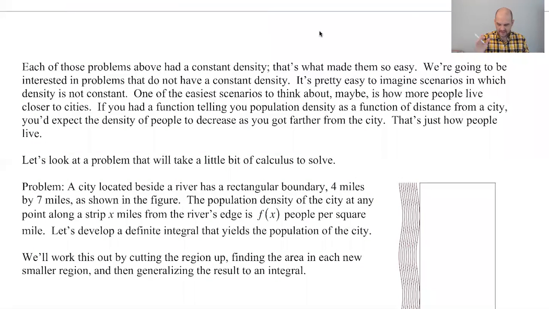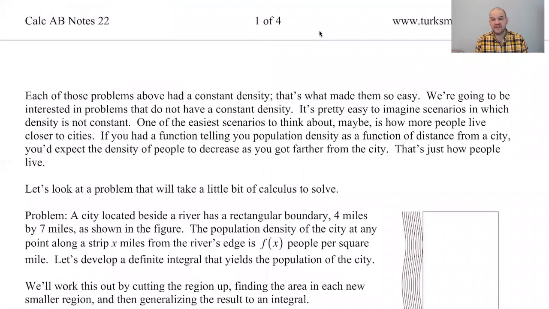All right, we're back. We are on page 2 of notes 22 of Calc AB. We're talking about density functions and integrals and how they can tell us the total number of something. So there's kind of like a paragraph here that sort of talks about it.